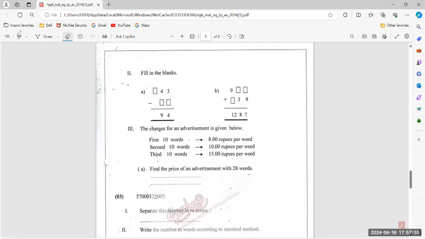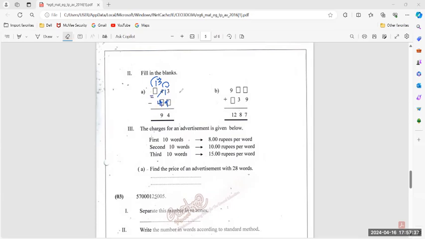Next one is fill in the blanks. Okay, so here, as you can see, 3 minus something is 4. So it has to be 13. 13 minus 9 is 4. Then here it is a 3. We are taking 1 here. 13 minus 4 is 9. Okay, now we have got these two answers, 49 and 94.